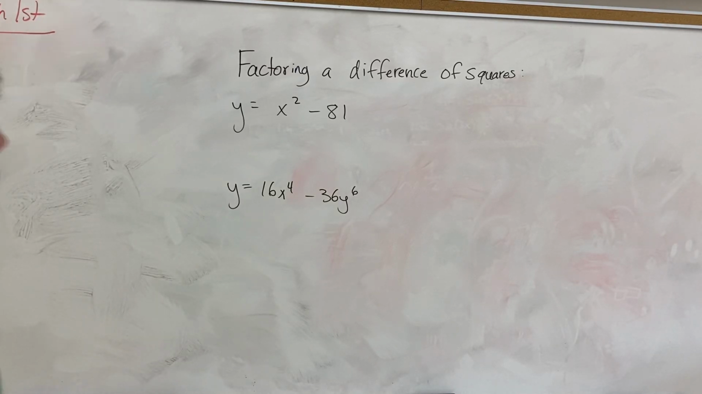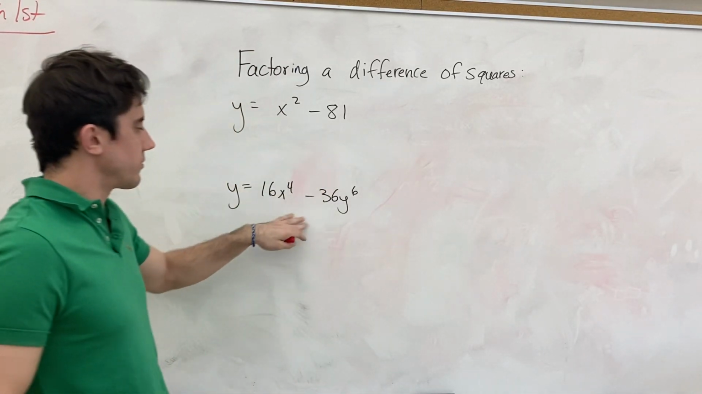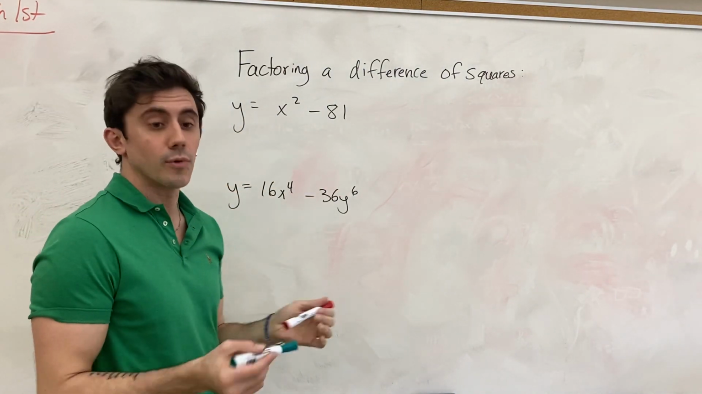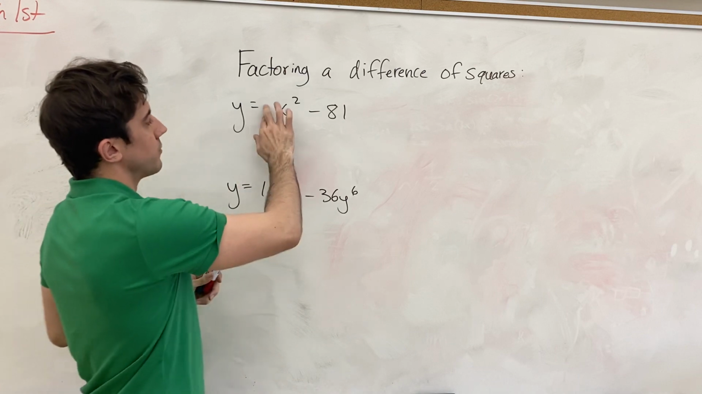Good afternoon, everyone. Today we're going to factor a difference of squares with two different examples. So for the first one, we have y is equal to x squared minus 81. And these are more straightforward because we have a leading coefficient of 1.